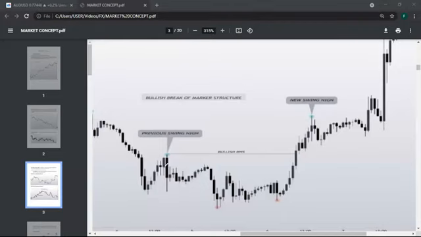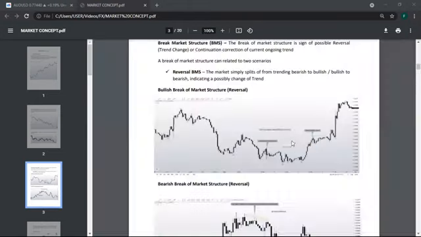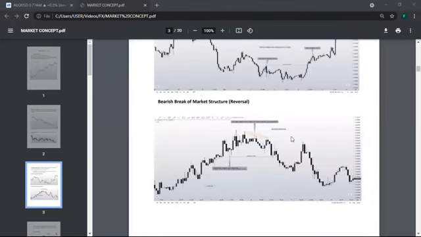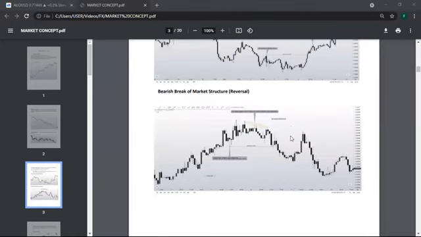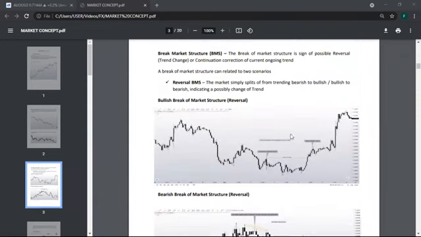Now, what the market did is after breaking this low, it came down, created a new lower low. Now it failed to break this low. Now we started trending and finally we broke and we came down a little bit and there we go. We got a new swing high in the market. The market structure shifted from bearish to being bullish. That is a break of market structure. Okay, that is a reversal break of market structure. So now let's go to a bearish break of market structure.